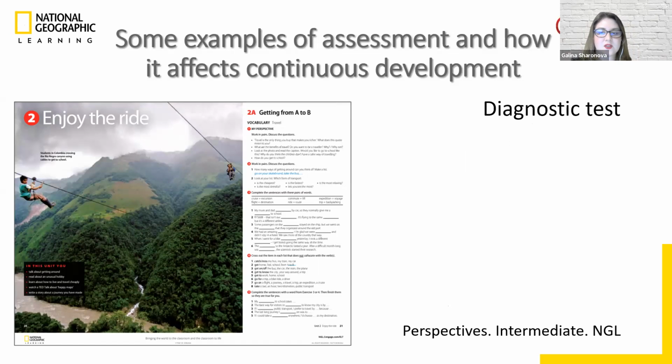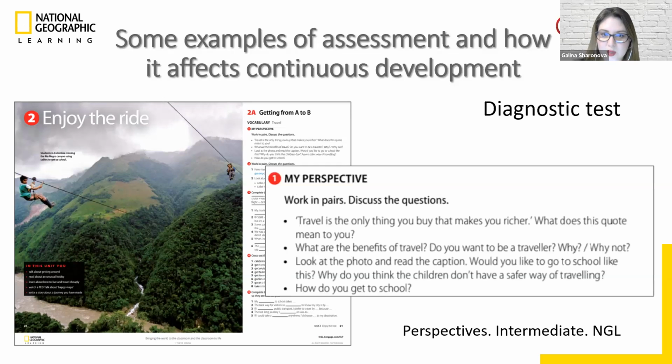Here you can see an extract from the Perspective series for teenagers by National Geographic Learning. And as you see, here is the spread of the second unit, but all the units are built this way. And there is exercise 1, My Perspective, and students discuss the questions which are related to their background experience.